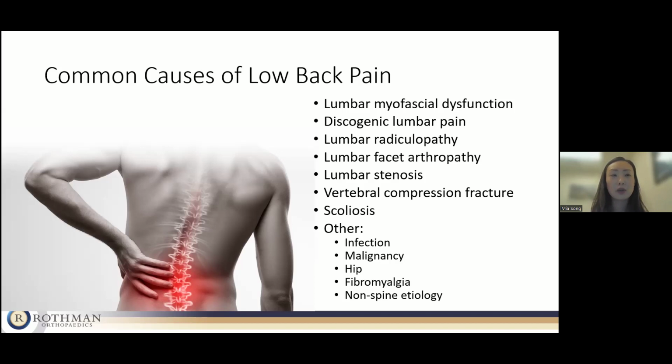Really depends on how your symptoms present, and then getting a good examination. But this is just kind of an overview of the more common causes. So let's get into what each of these actually mean.